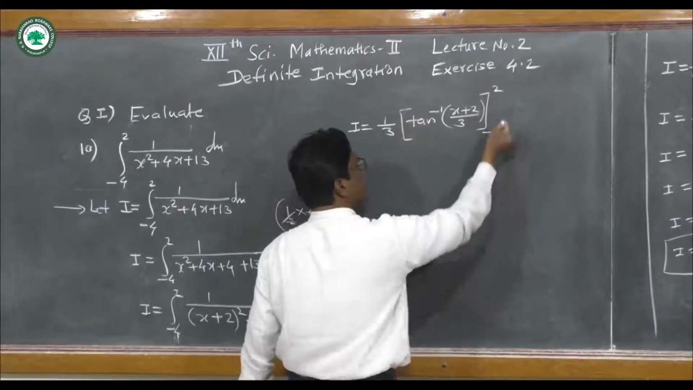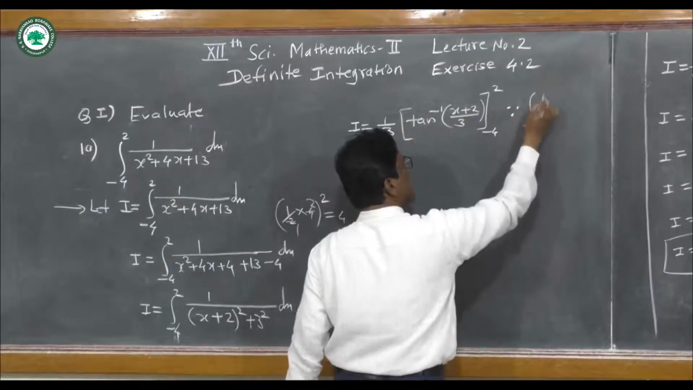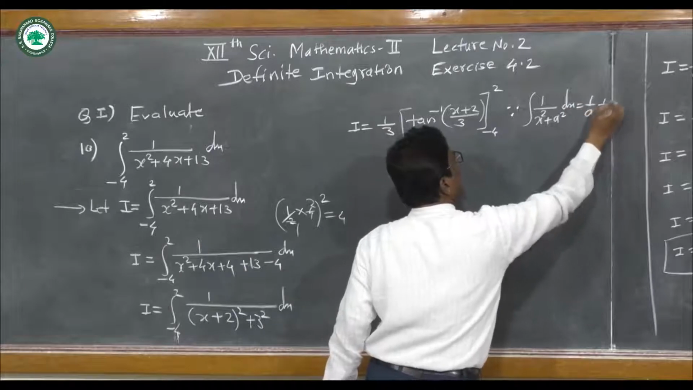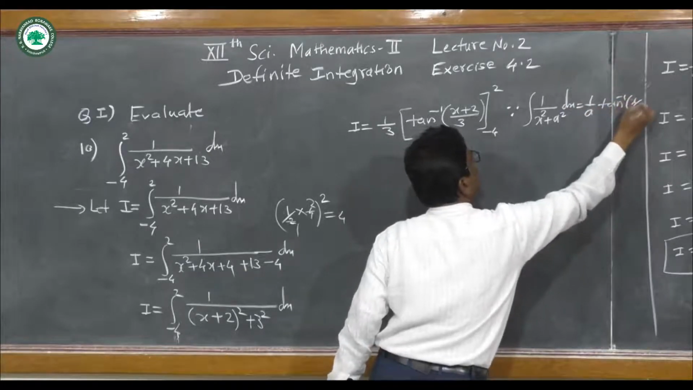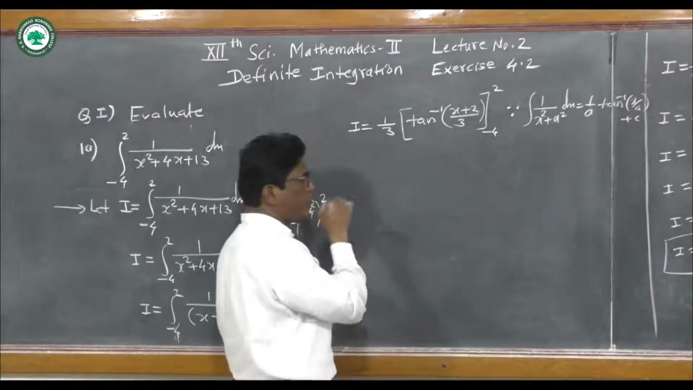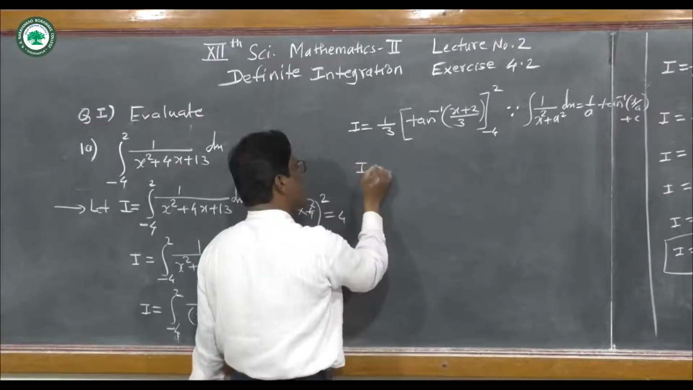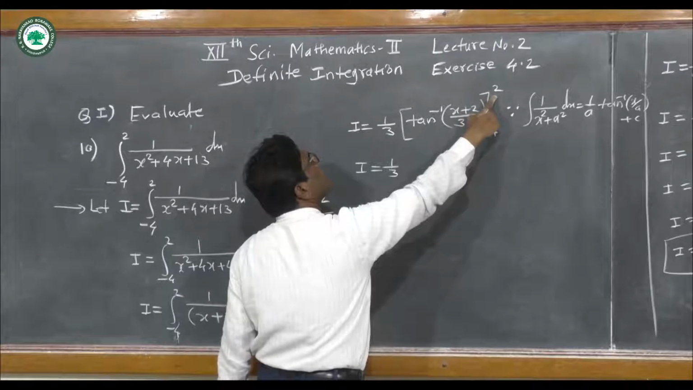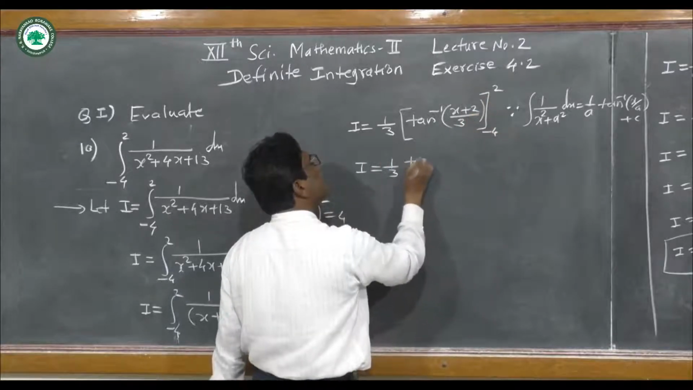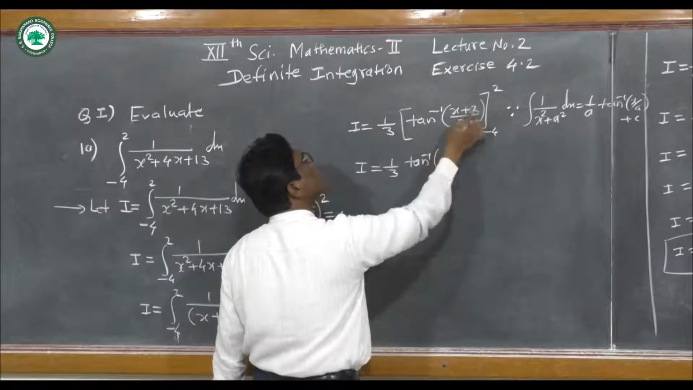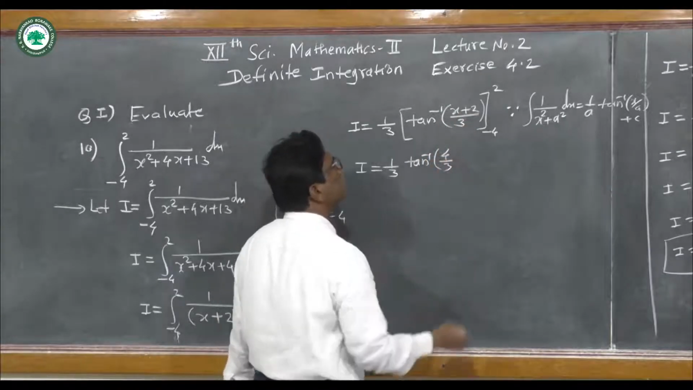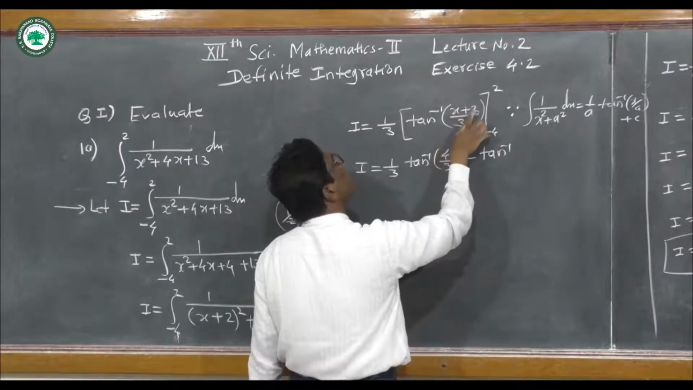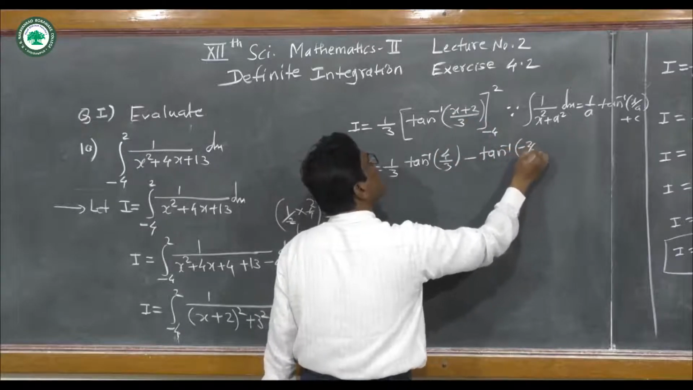2, the upper limit is 2. Which formula do we use here? Since integration of 1 upon x square plus a square dx is equal to 1 upon a into tan inverse of x upon a plus constant of integration. So I is equal to 1 upon 3. Now tan inverse of, in place of x we put 2 and then minus 4. So tan inverse of, x is 2, so 2 plus 2, that is 4 upon 3. Minus tan inverse of, in place of x, minus 4 plus 2, that is minus 2 upon 3.